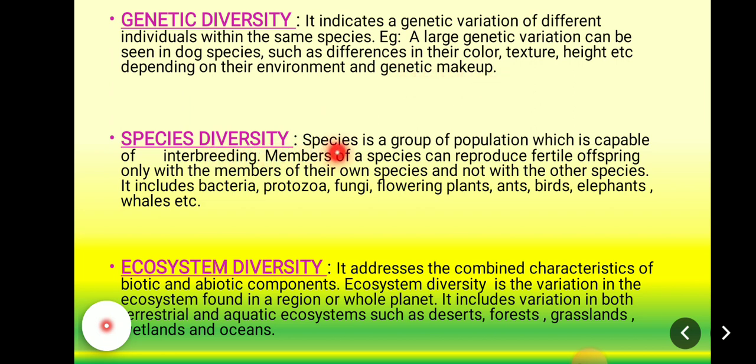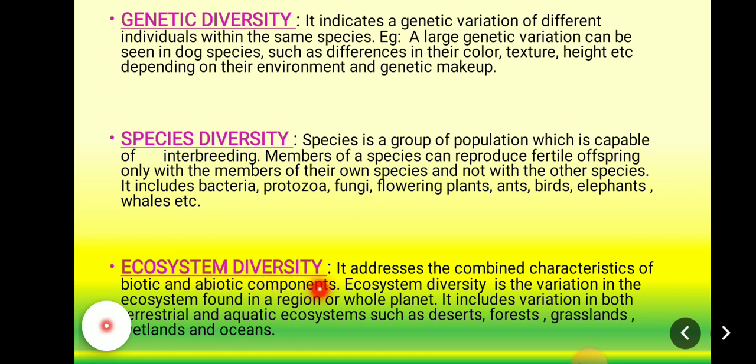Species diversity. Species is a group of population which is capable of interbreeding. Members of a species can reproduce fertile offspring only with the members of their own species and not with other species. It includes bacteria, protozoa, fungi, flowering plants, ants, birds, elephants, whales, etc.